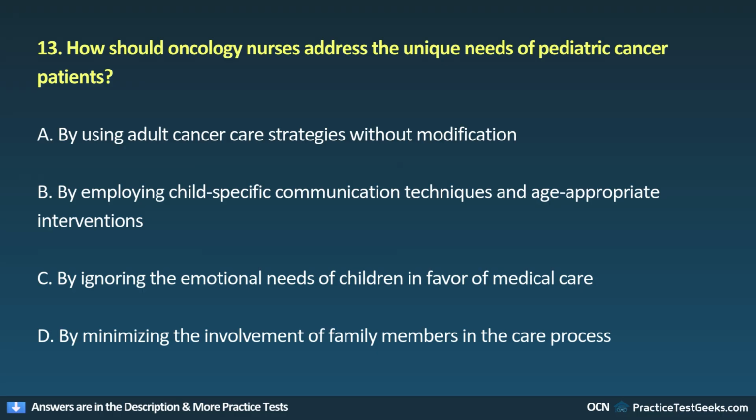13. How should oncology nurses address the unique needs of pediatric cancer patients? A. By using adult cancer care strategies without modification. B. By employing child-specific communication techniques and age-appropriate interventions. C. By ignoring the emotional needs of children in favor of medical care. D. By minimizing the involvement of family members in the care process.